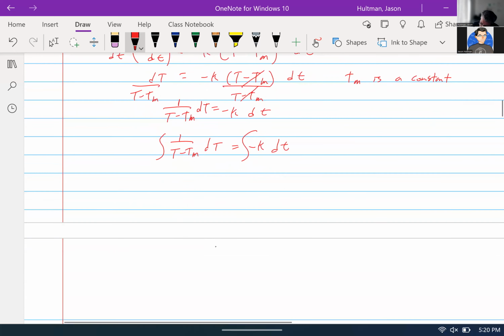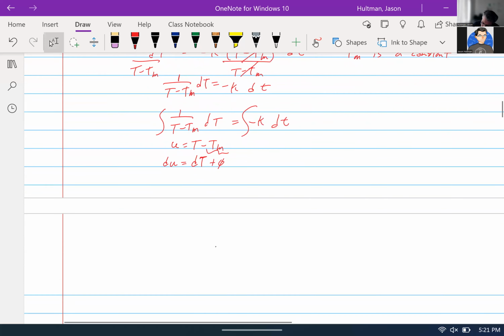Okay, so now, what does this behave like? 1 over T minus Tm. Well, I could do a u-sub on that. u is equal to T minus Tm. And if I were to do du, it is equal to what? Well, this becomes dT, because the minus Tm just becomes 0. The derivative of T is just dT, and the derivative of negative Tm behaves like a constant, so that just goes to 0. And so du is equal to dT.